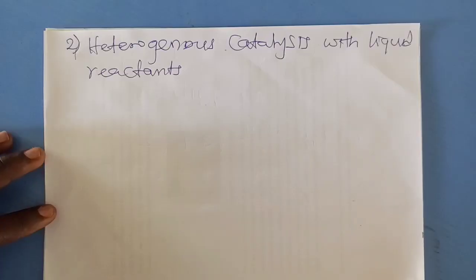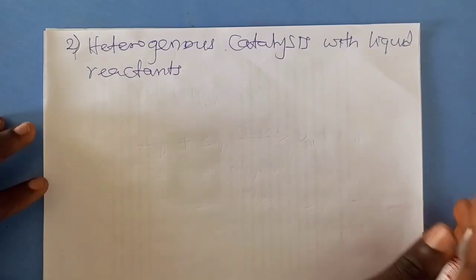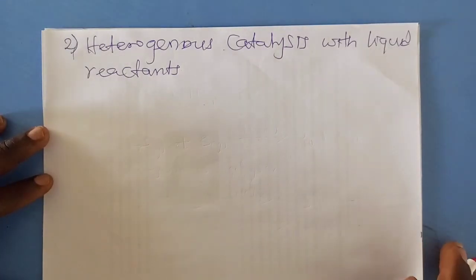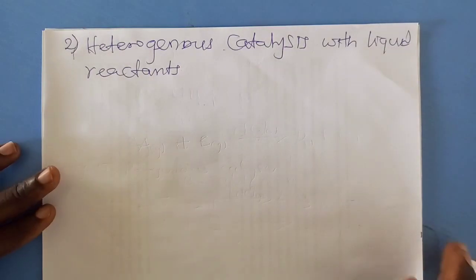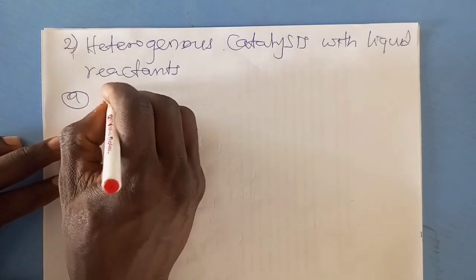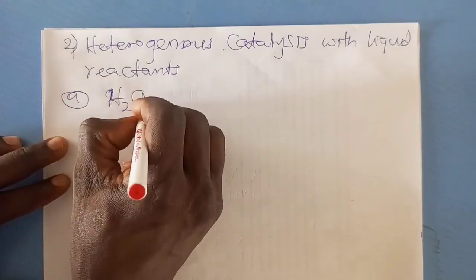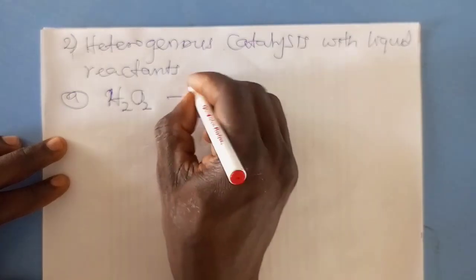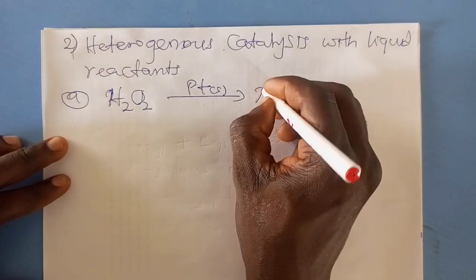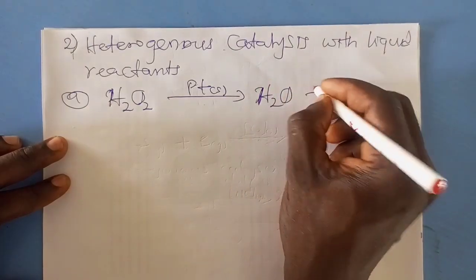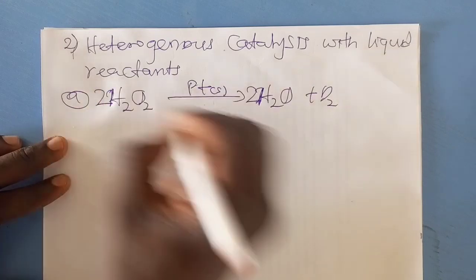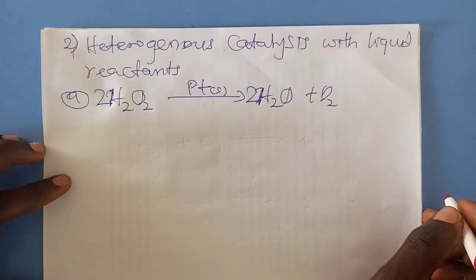Understand. So another example of heterogeneous catalysis is heterogeneous catalysis with liquid reactant. That means using liquid as reactant. An example is the decomposition of hydrogen peroxide, which takes place in the presence of platinum catalyst to give you water and oxygen gas. Put two here, you put two here, you balance the equation.